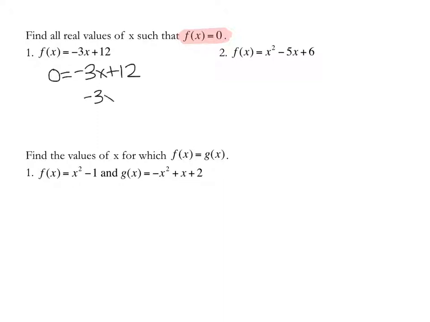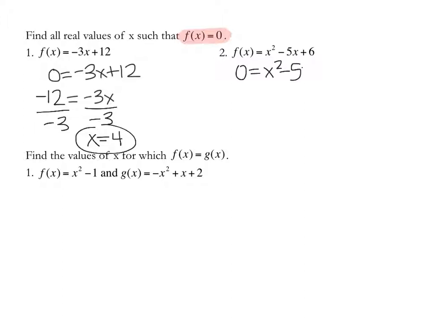So it's going to be -3x equal to -12. And then you're going to divide by -3. And you just get an answer of x equals 4. Same thing in the next one. We're going to set it equal to 0. And then we have to solve this equation.